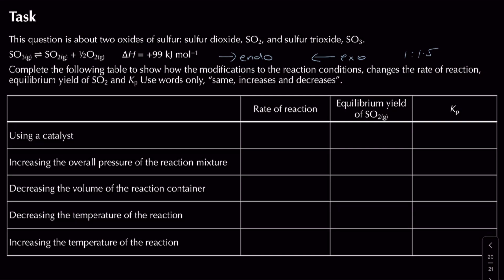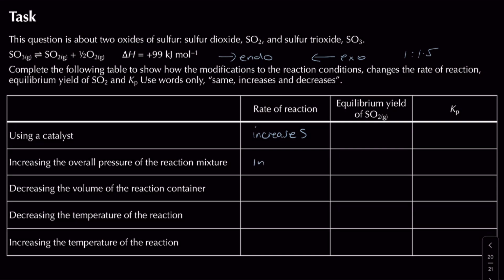Now starting off, in terms of the rate of reaction, we need to decide, does that increase, decrease, or is it going to stay the same? If we use a catalyst, we know the rate of reaction is going to increase. We end up with more particles with energy above the activation energy. We end up with more successful collisions.